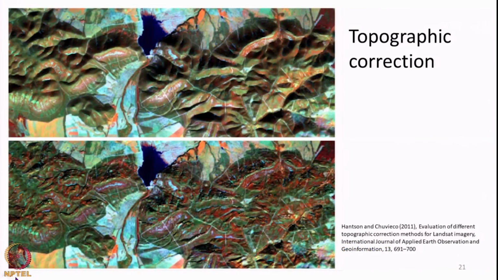One such example is given here. This image has topographic effects. Here these patches appear completely dark due to shadow effect, here it is bright, here it is dark and so on. After topographic correction, the reflectance looks more uniform. Here we have certain values, here we have certain values and so on. So, the topographic correction provides some sort of improvement over the raw image.